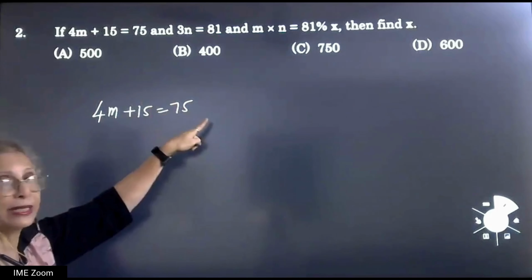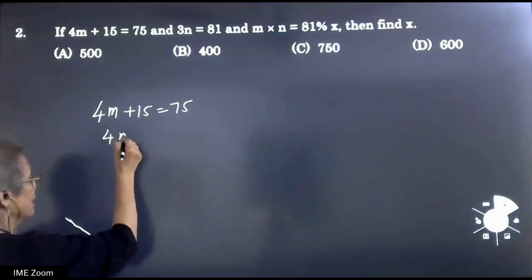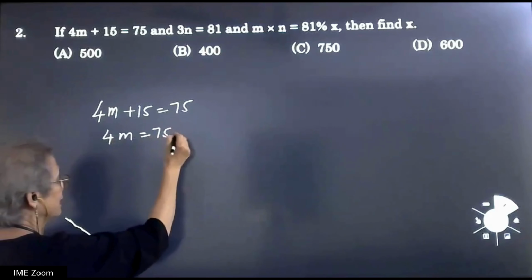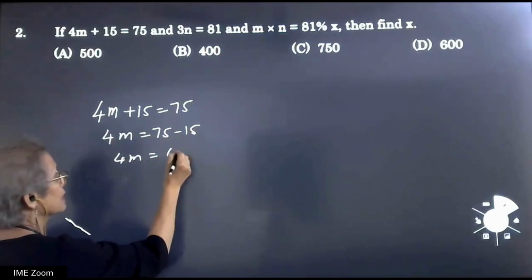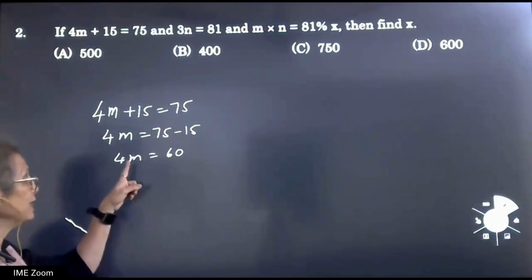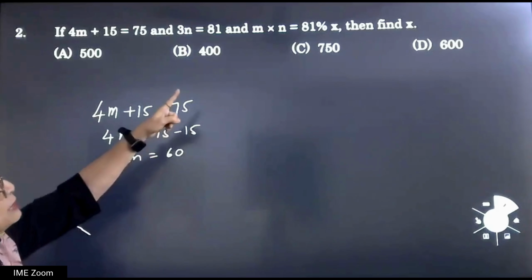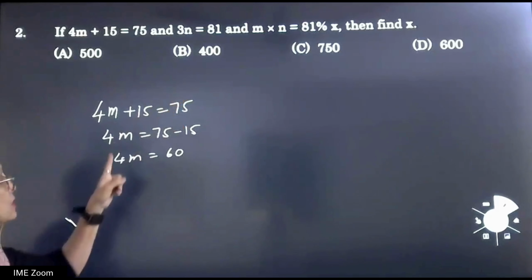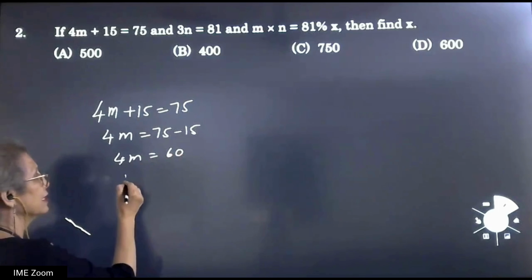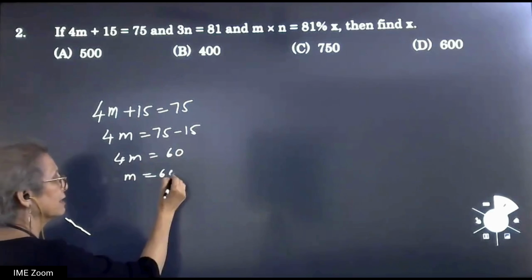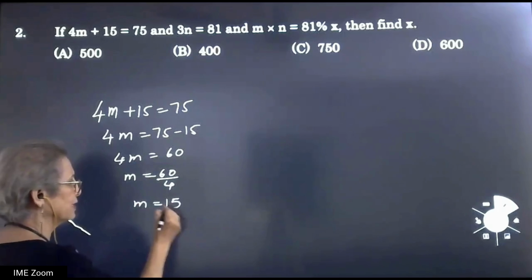Here it is added. If you take it to that side, it will be minus. So 4m equal to 75 minus 15. So 4m is equal to 60. Now we have to find the value of m, not 4m. So let us find the value of m, and therefore 4 is to be taken to the other side. It will now be divided by 4, and therefore m is equal to 15.